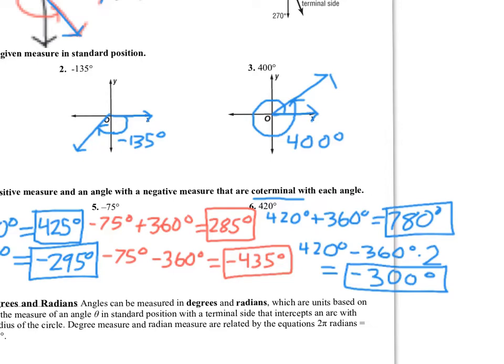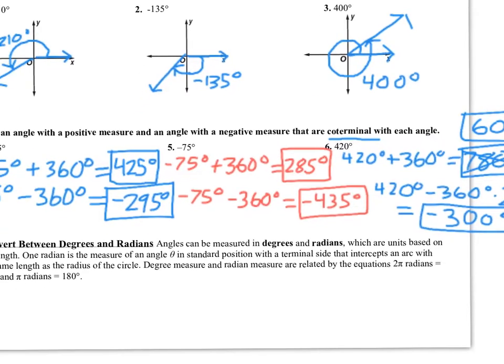So these problems have infinitely many possible correct answers. We didn't have to use 780. I could have used 60 degrees instead. So add 360 times an integer and you'll have a coterminal angle, and subtract 360 times an integer. So you could add 360 as many times as you want, or you could subtract 360 as many times as you want, and you'll end up in the same spot.